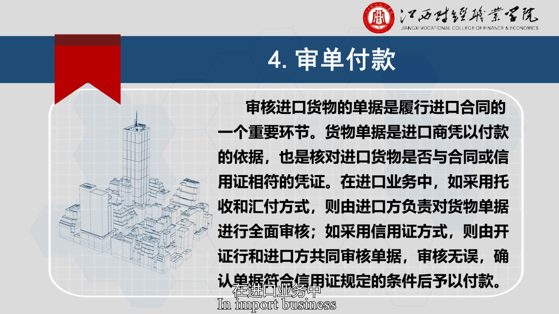In import business, if collection and remittance methods are used, the importer is responsible for conducting a comprehensive review of the goods documents. If a letter of credit is used, the issuing bank and the importing party shall jointly review the documents and confirm that they are correct.